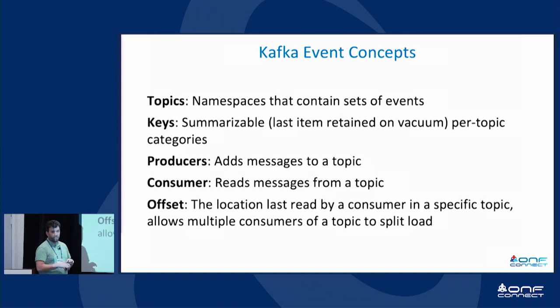So I'm going to also talk a little bit about Kafka just to set some ground rules. Kafka has topics, so they're a namespace that you can publish events on. They have keys, which are summarizable per topic things. We're not extensively using those, but those could be used for things like, if you publish with a key of a serial number of an ONU, you could get the last message that happened to it. There are producers and consumers. Those are things that either publish on or consume from the message bus. And there's an offset, which is the last record that was pulled out of Kafka.